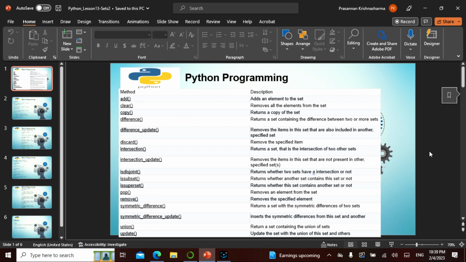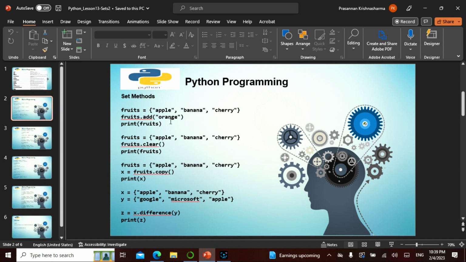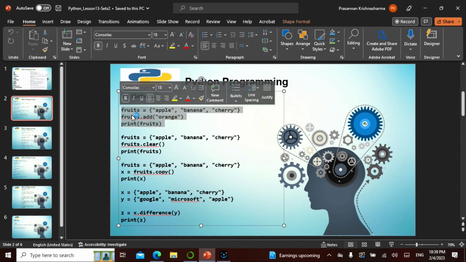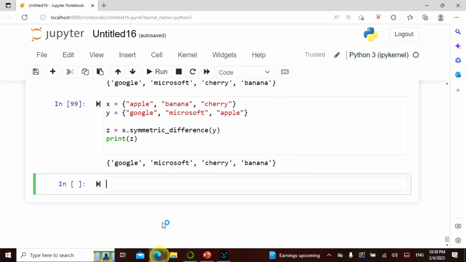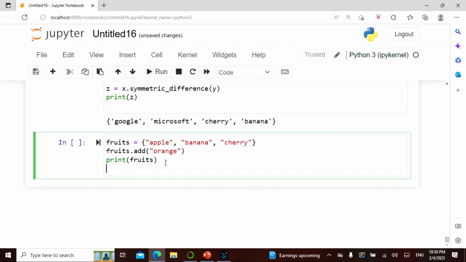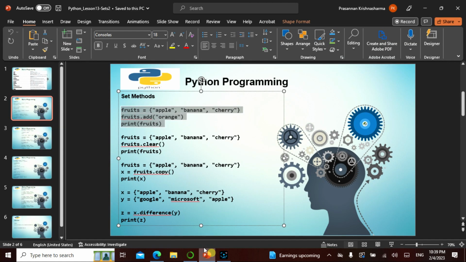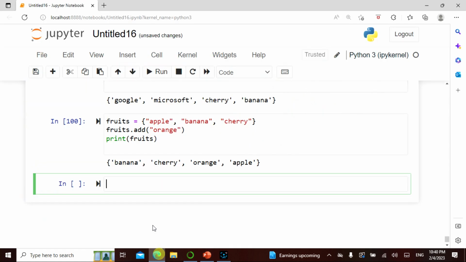I would recommend and suggest that you go over the slide to see what is what and what is the difference. Now, in the time remaining, let's try the remaining ones. So basically here we are adding. So when we're adding, let's see here. So this is basically we're adding orange. We did. We are clearing. We saw this. We are clearing.